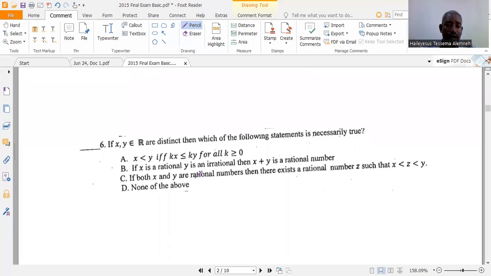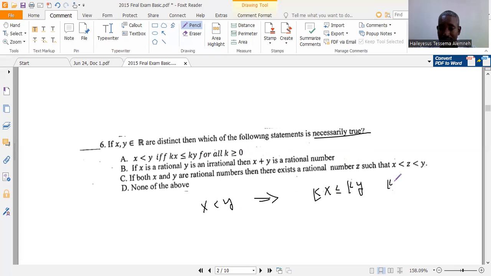The other one: if x and y are distinct elements of the real numbers, then which one of the following statements is necessarily true? x less than y if and only if kx less than or equal to ky for all k greater than or equal to 0. This has two statements to prove. x less than y implies kx less than or equal to ky for any k greater than or equal to 0, and kx less than or equal to ky implies x less than y.